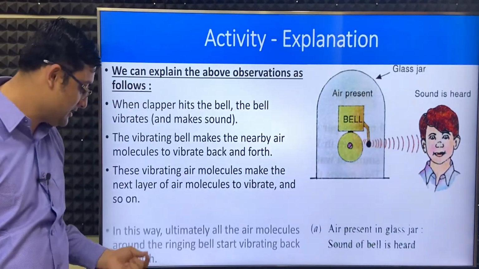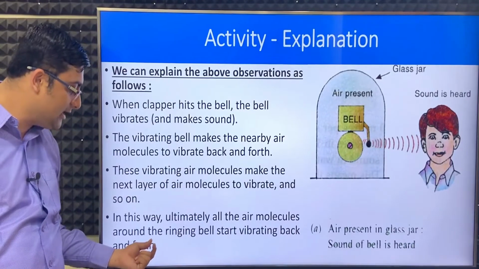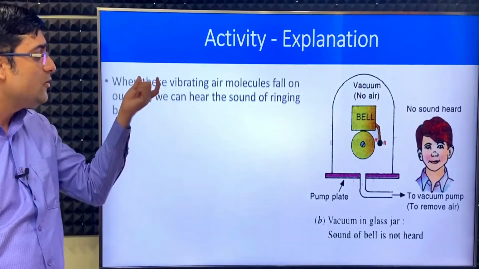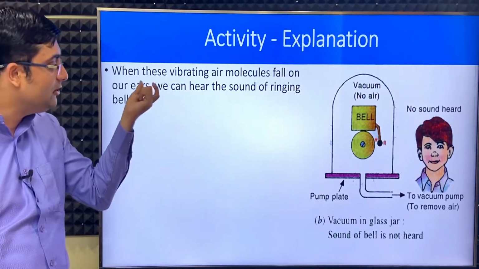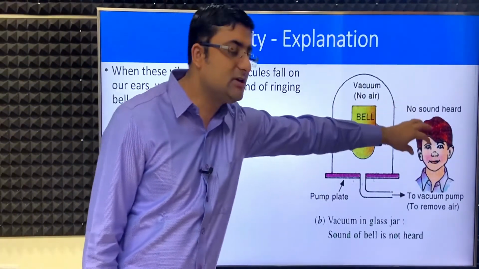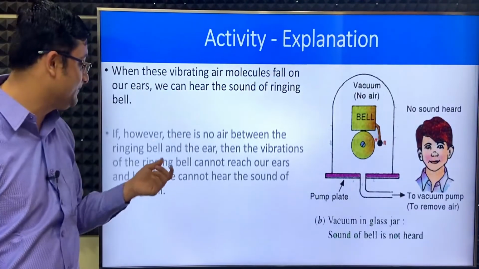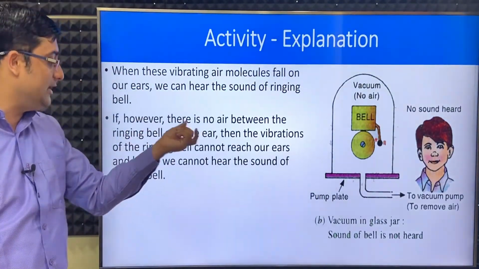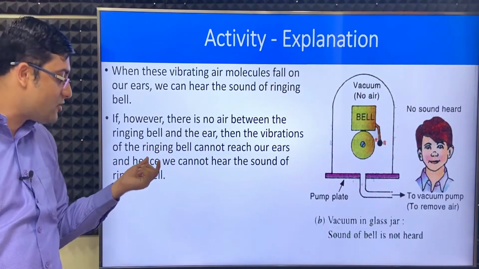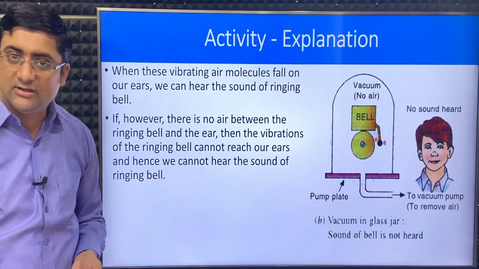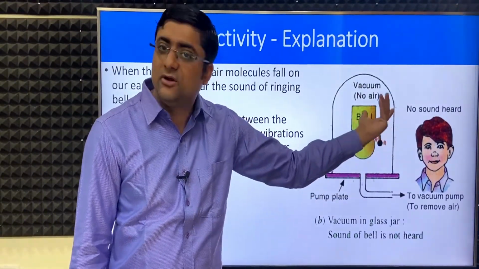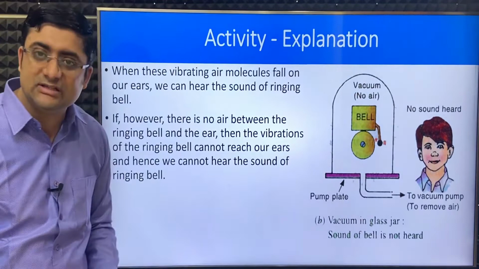Is it clear? In this way, ultimately all the air molecules around the ringing bell start vibrating back and forth. When these vibrating air molecules fall on our ears, we can hear the sound of the ringing bell. So when the vibration comes to our ears, that's when we hear the sound. If, however, there is no air between the ringing bell and the ear, then the vibrations cannot reach our ears and hence we cannot hear the sound. So when there is vacuum, there are no molecules. So who will carry the sound? No one is there, right? Hence we cannot hear the sound.